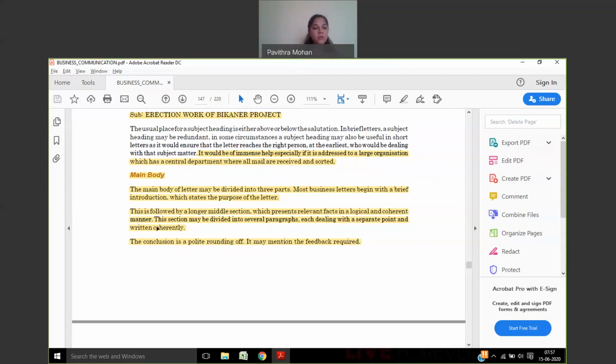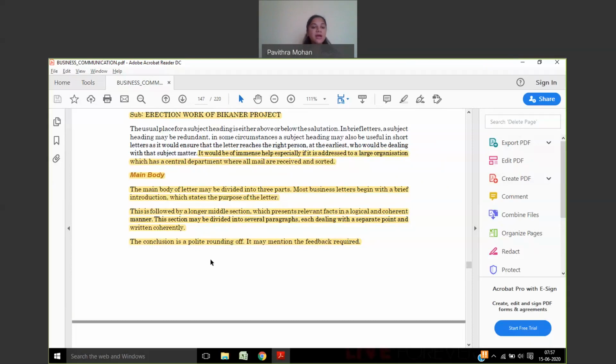This is followed by a longer middle section which presents relevant facts in a logical and coherent manner. This section may be divided into several paragraphs, each dealing with a separate point and written coherently. So the middle part will be the entire explanation that I give them. The explanation can be in one paragraph or in multiple paragraphs, and I should ensure that whatever information they have asked for is entirely provided by me. I should ensure nothing is left out.